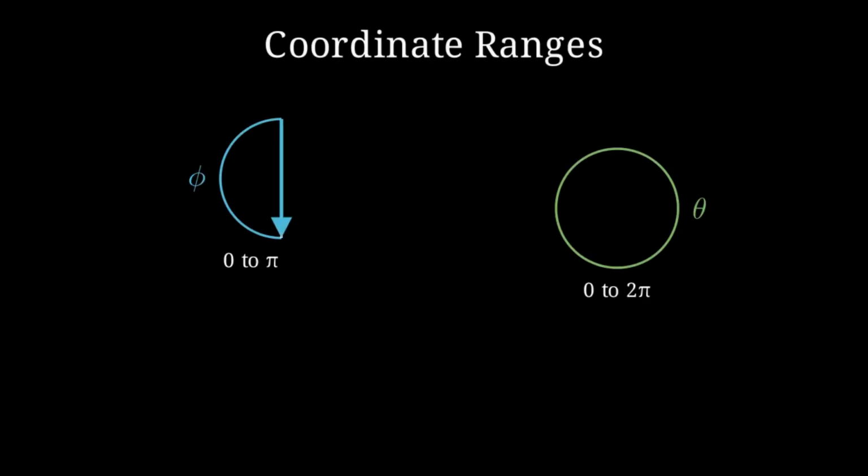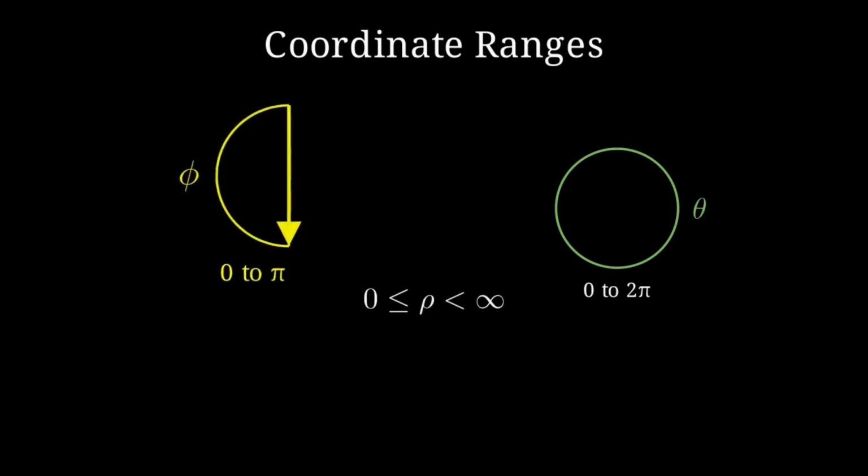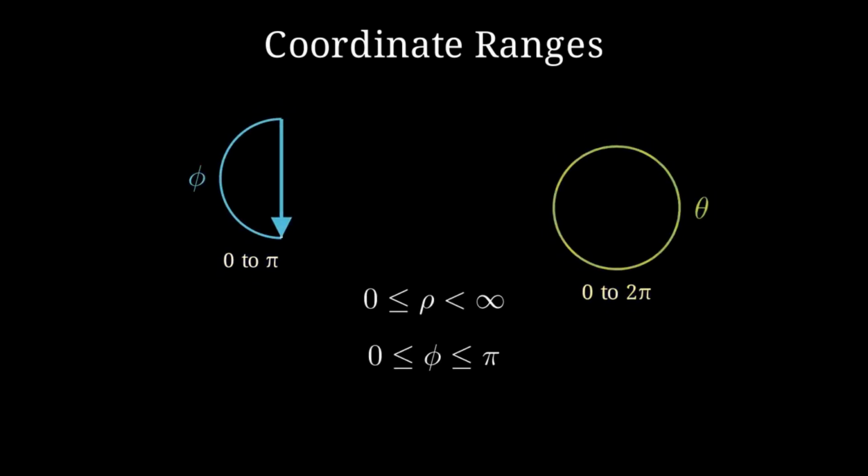To cover all space, ρ goes from 0 to infinity. Phi ranges from 0 to pi, covering the north to south poles. Theta ranges from 0 to 2 pi, completing a full rotation around the z-axis. These constraints define our standard spherical system.